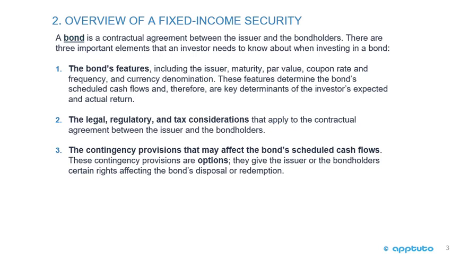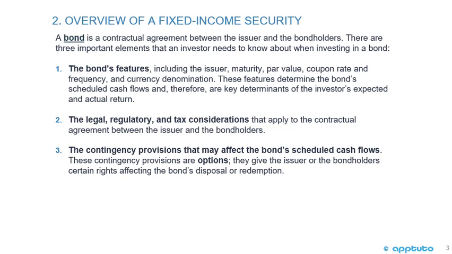Number two is the legal, regulatory, and tax considerations that apply to the contractual agreement between the issuer and the bondholders. And finally, number three, the contingency provisions that may affect the bond's scheduled cash flows. And we'll see this in further LOS. Contingency provisions, the three common ones are callable. A bond could be callable, which is at the right of the issuer, or it could be puttable or convertible, and those are at the right of the bondholder. Okay? So contingency provisions that may affect the bond's scheduled cash flows.